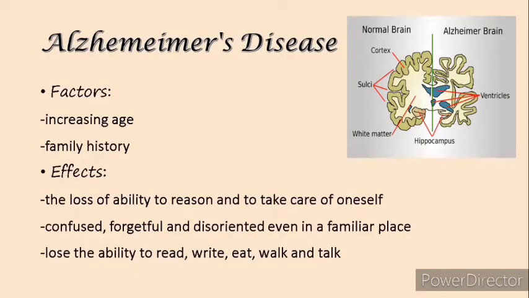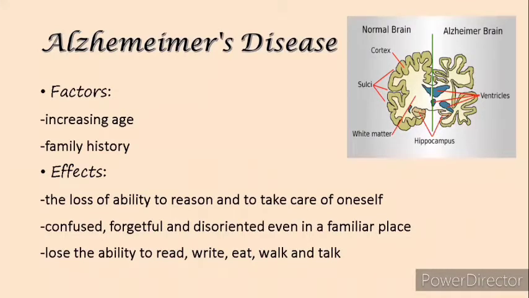Next is Alzheimer's disease. The factor of Alzheimer's disease is increasing age, but these disorders are not a normal part of aging. Another strong risk factor is family history. Those who have a parent, brother, or sister with Alzheimer's are more likely to develop the disease.